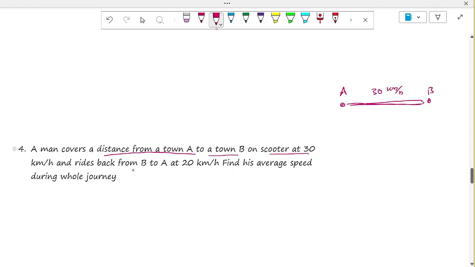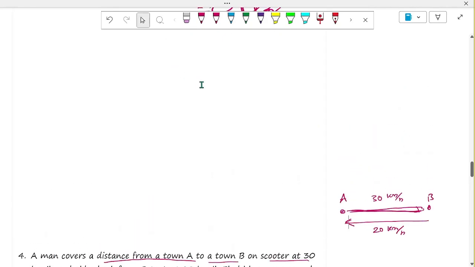And from B to A, 20 kilometer per hour. Find his average speed during the whole journey. That means in the whole journey, we need to find his average speed. Before solving this question, I'll quickly explain what the concept of speed, distance and time is.